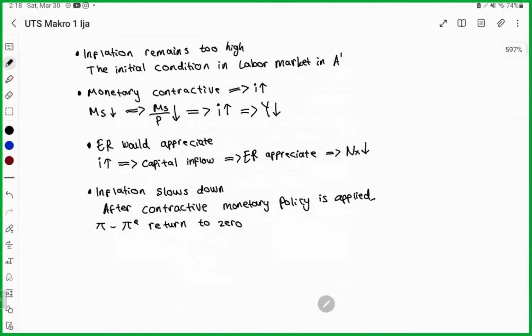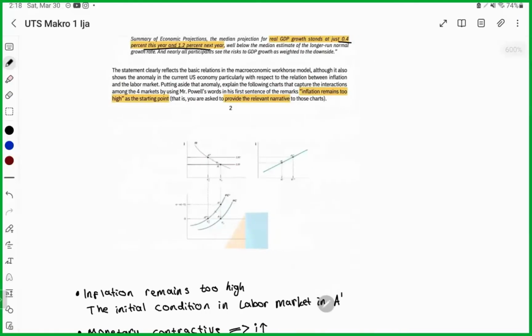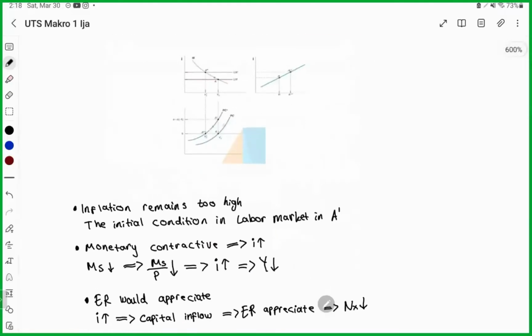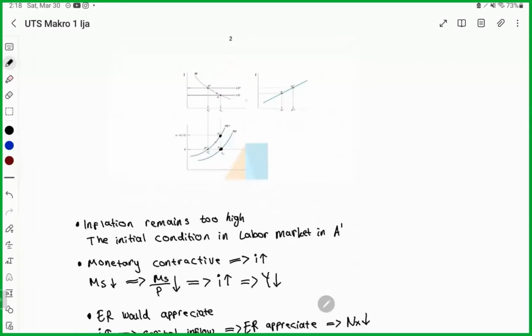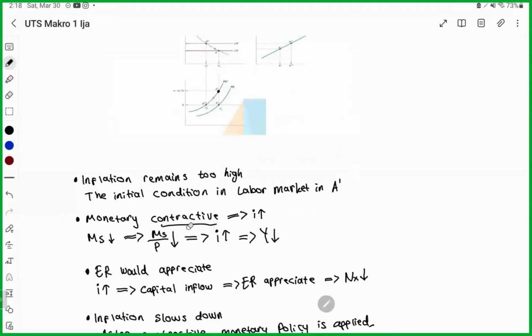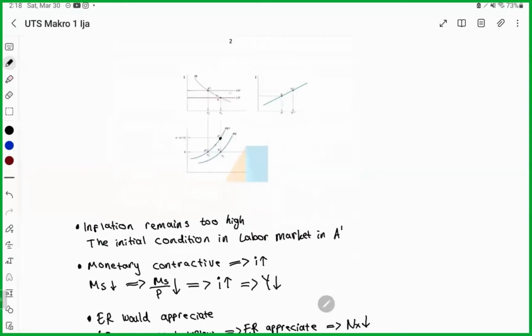All right. So in this market, the starting point is at A accent because the inflation remains too high. And because the starting point in here is not in the equilibrium, it's kind of unusual, but yeah, this is the condition. And the policy that is effective to use in these situations is contractive policy, which in the graph, he uses the contractive monetary policy.